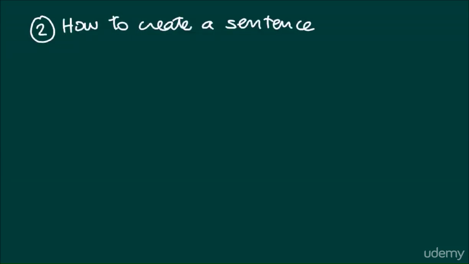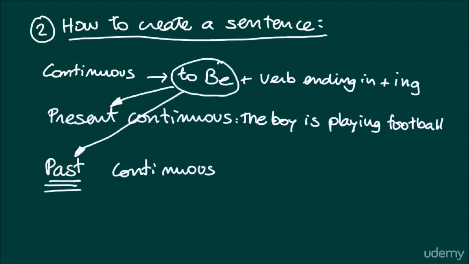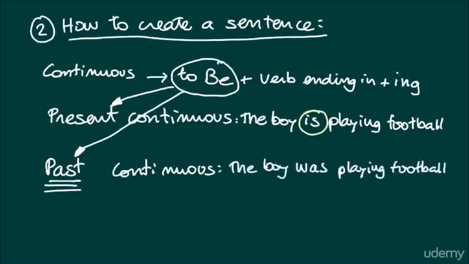2. How we create a sentence in past continuous. All continuous tenses follow the same structure, be plus verb ending in ing. If you remember, in the present continuous, the verb to be goes in the present. So now, in the past continuous, the verb to be goes in the past. Look at these examples. The boy is playing football is in present continuous because the verb to be is present. So in past continuous, the same sentence is, the boy was playing football.